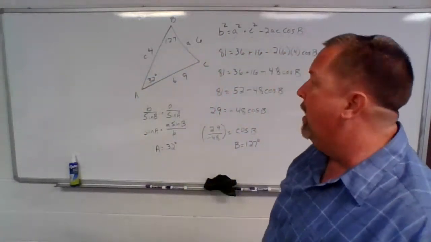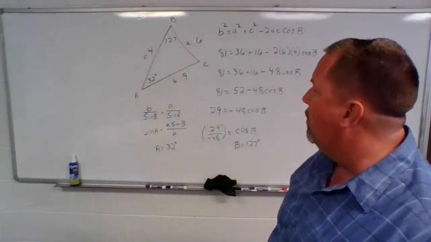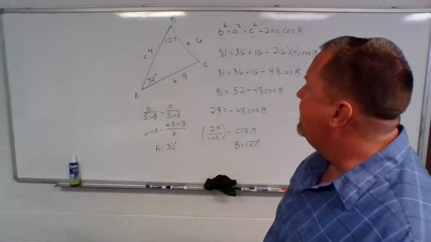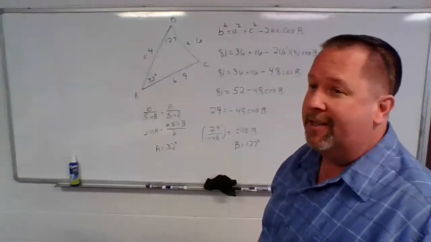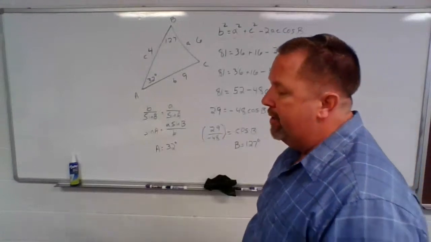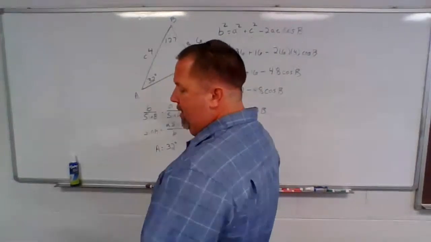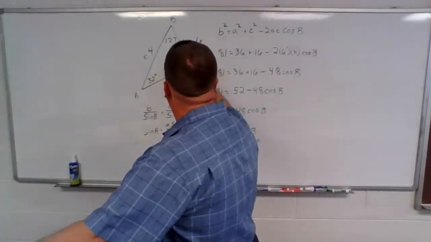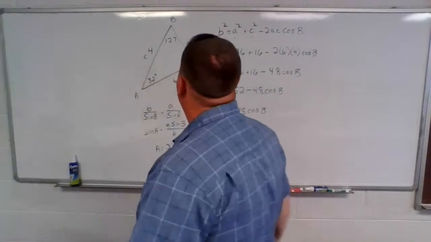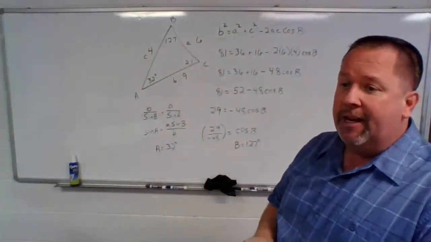So now I have a choice. You could do the law of cosines again if you really wanted. You could do another law of sines, or to me, simplest is saying, oh, all three angles have to add up to 180 degrees. And so I'm just going to do a little math and find out that this is about 21 degrees. And my triangle is solved.